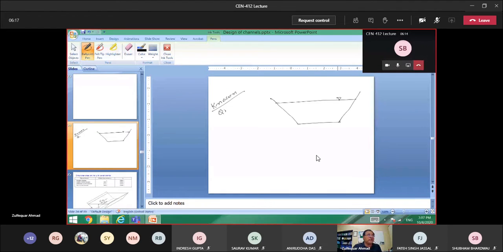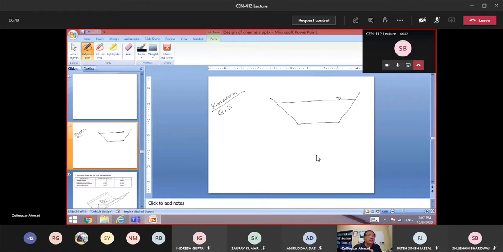The second one is the slope of this channel. This slope of the channel, as I've discussed a number of times, is decided on the basis of the longitudinal slope of the NSL, I mean the natural surface level. However, that is also modified. But this S, the slope, is known to you.